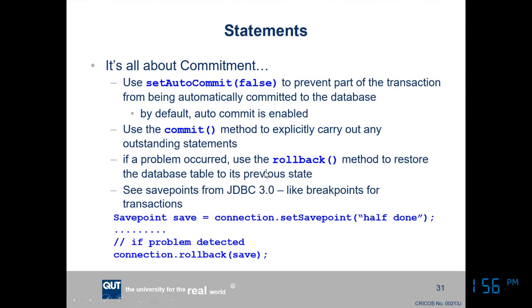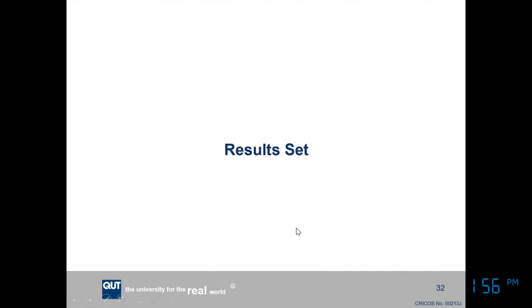JDBC 3 also has these things called save points, and they're essentially breakpoints for transactions. So you can set a save point, and then if there's some kind of problem, you can roll back to that particular save point. And that will ensure that you have the database at its full level of integrity at any point. Okay, so that's the basics of operating on connections and statements.